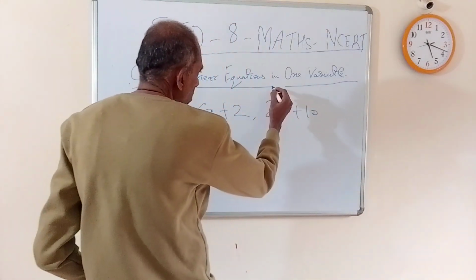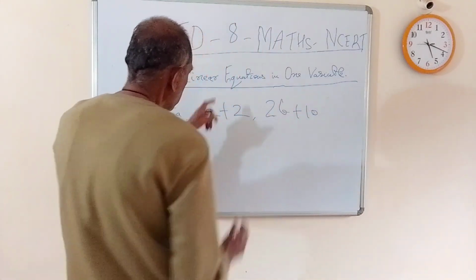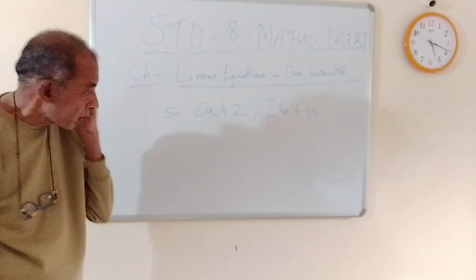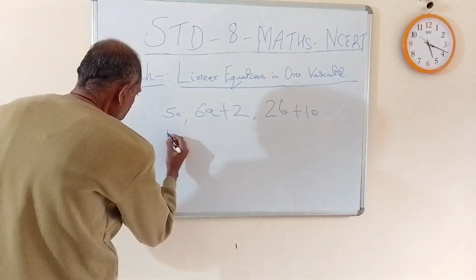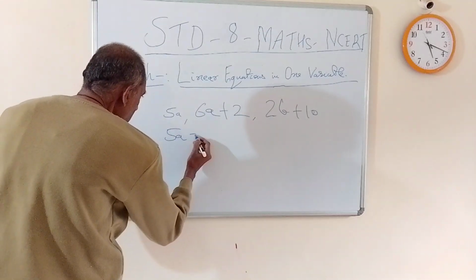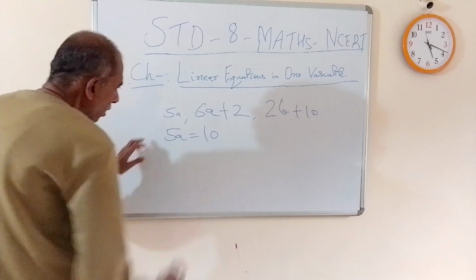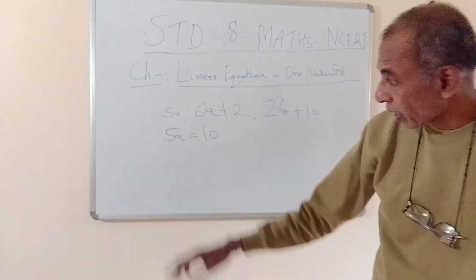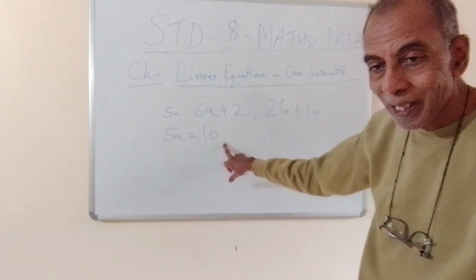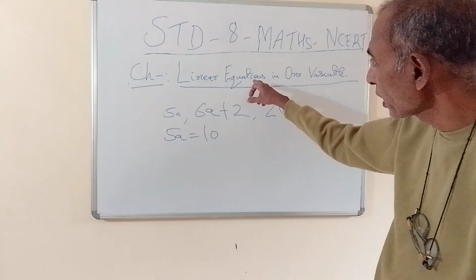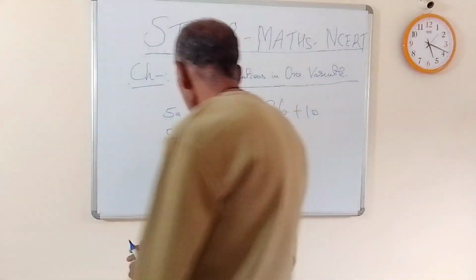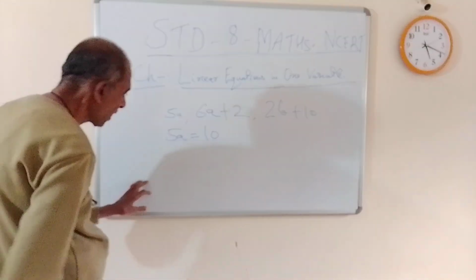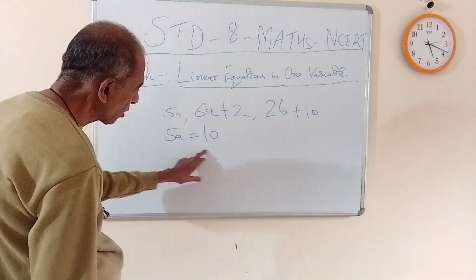So it is a linear equation. So what is an equation? Now if I write 5a is equal to 10, okay, here 5a only is an expression, but if I write 5a is equal to 10, it becomes an equation. Equality is there. So what is the equality? It mentions that the value of 5a is equal to 10.